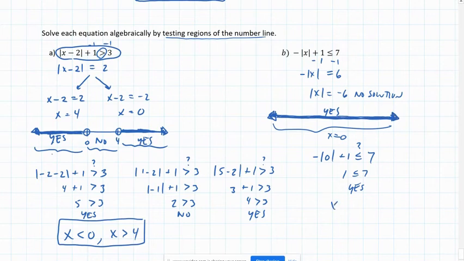And so we say x can be any real number. Or in other words, x can be anything in between -infinity and infinity.